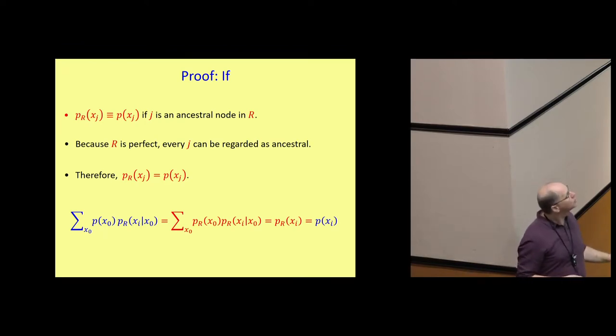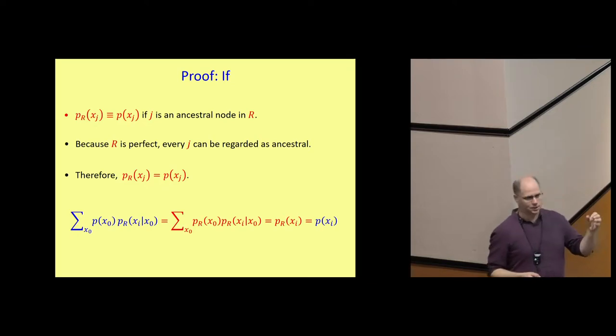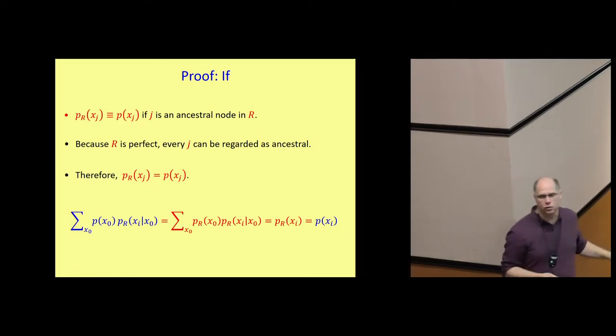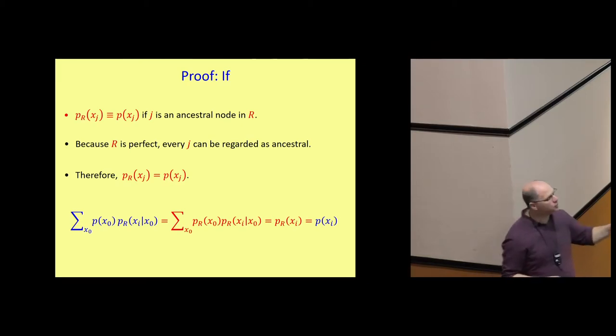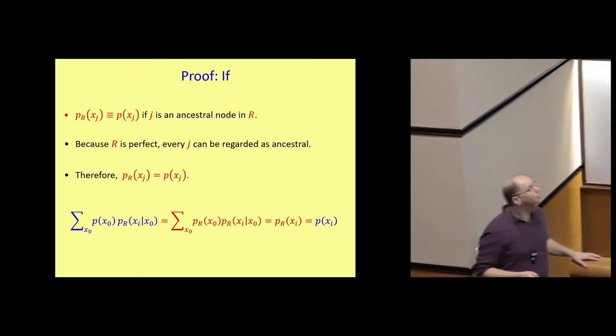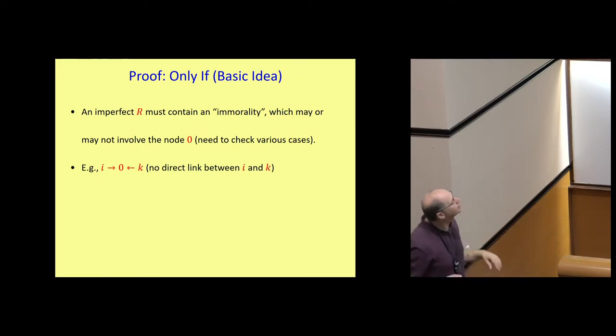So it's a very obvious result. It comes straight out of the perfection, and the property of perfection is that every node can be viewed as ancestral, and you'd never distort the marginals over ancestral nodes. Okay, so very basic properties, you don't need to do any algebra. Okay. The only if, I won't skip the only if. I'll just give you the basic idea.